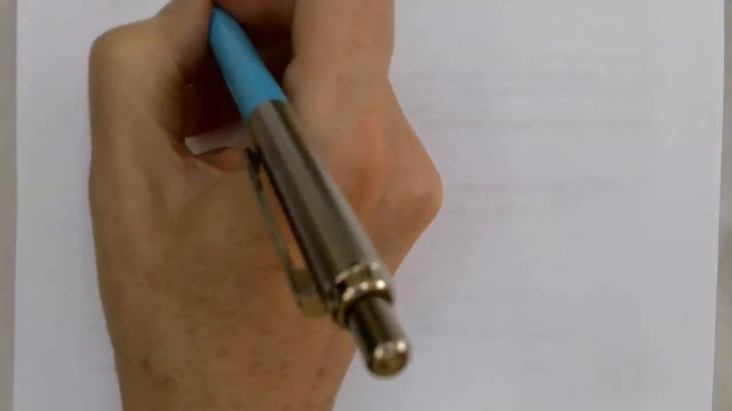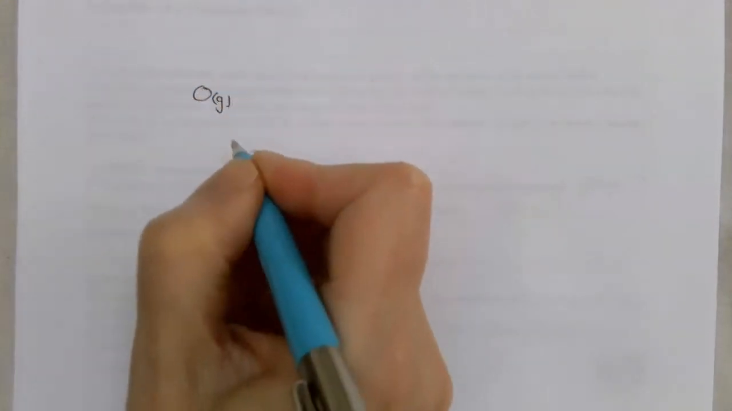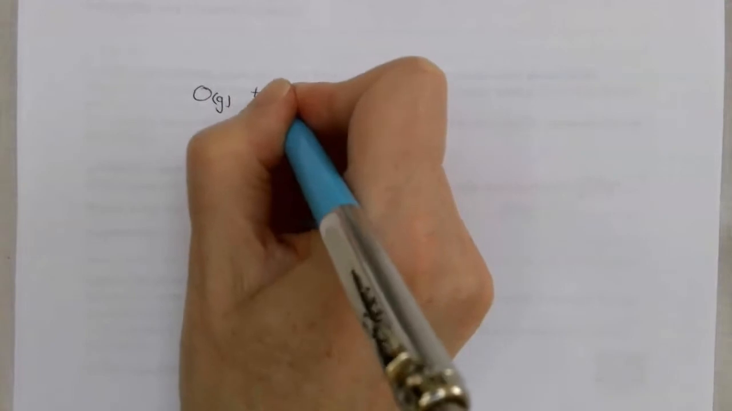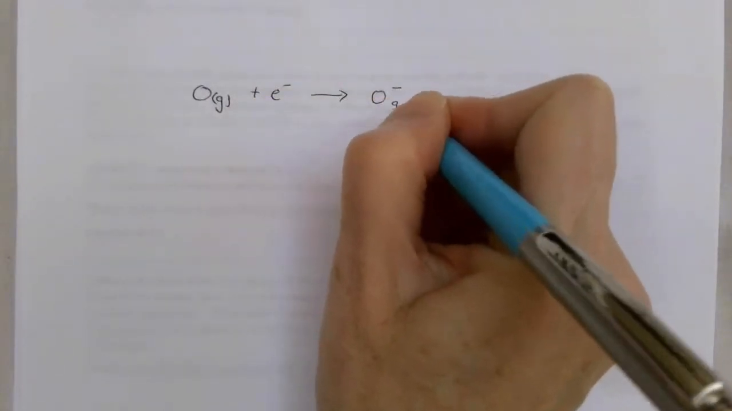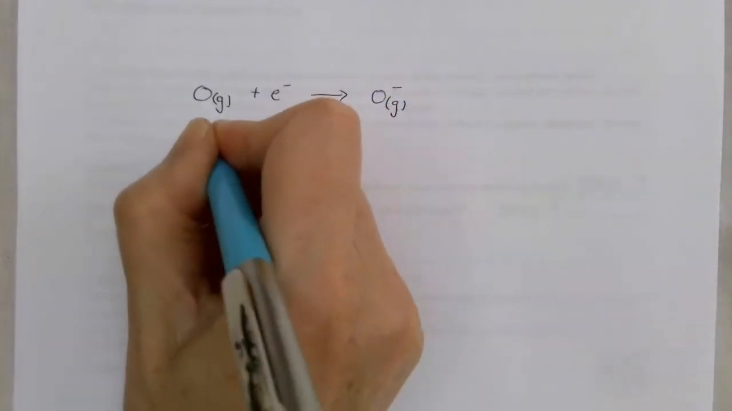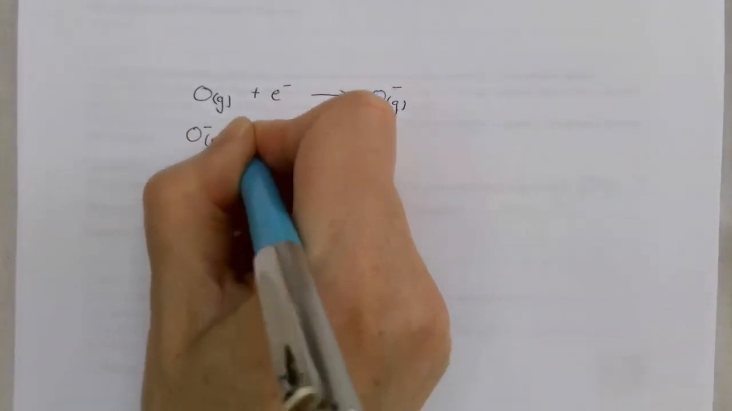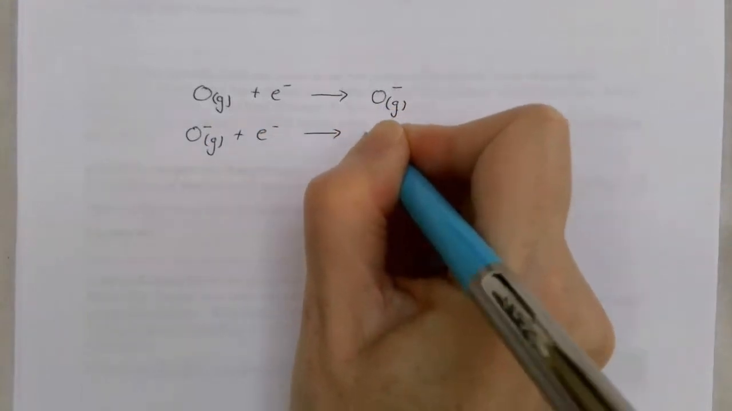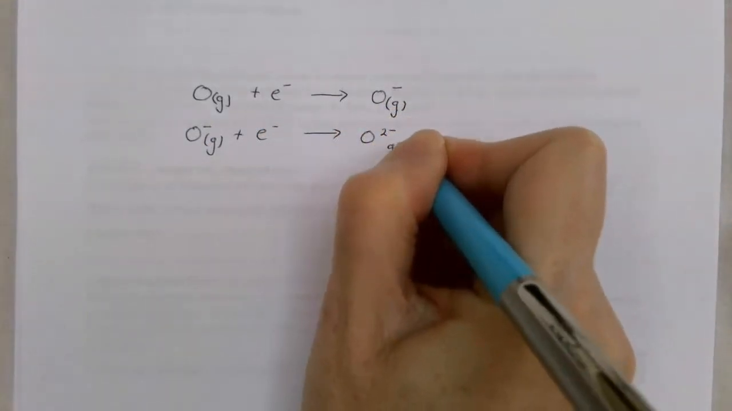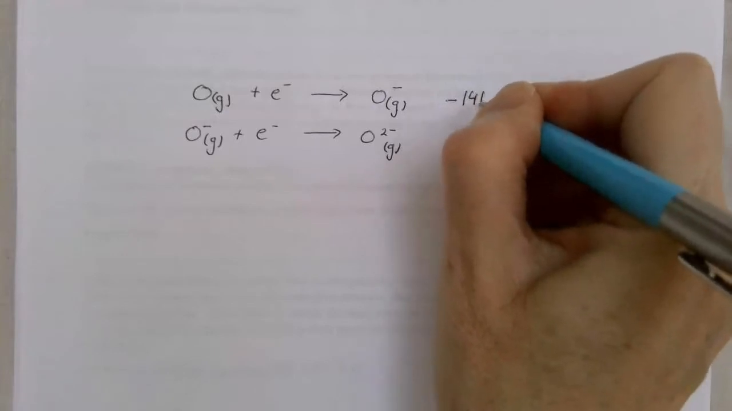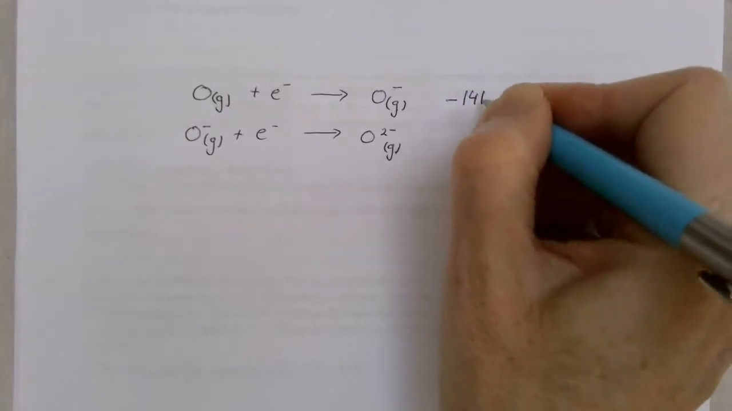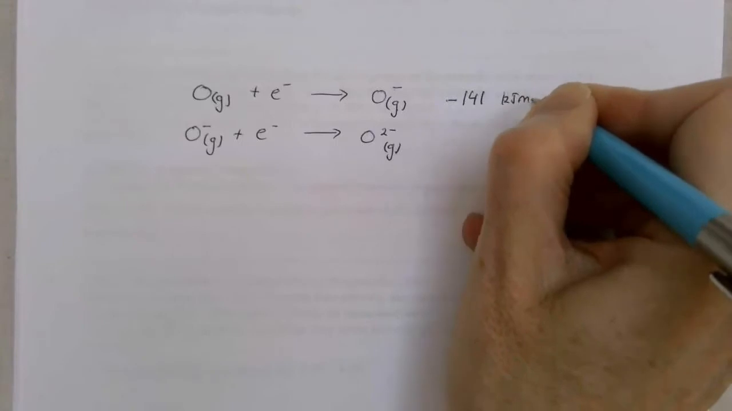So for example, the first electron affinity of oxygen is very similar to ionization energy, except this time we are gaining an electron to become an O minus, and then we take our O minus and we add another electron to become our standard O2 minus. This one actually releases energy. It's one of the unusual ones. It's actually exothermic, kilojoules per mole.